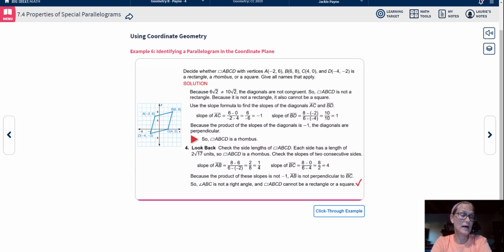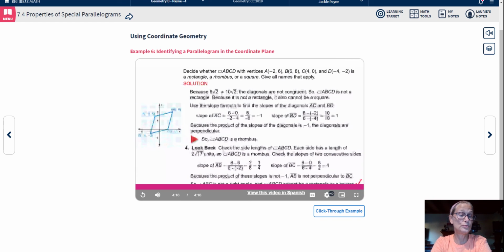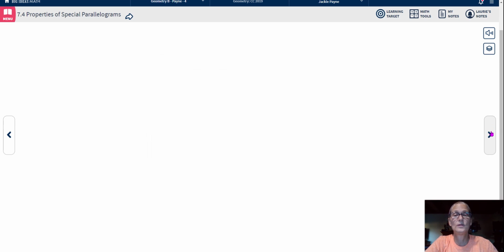So even though that last part shows you with slopes that they can't be perpendicular, it's not 100% necessary because you already know with the diagonals corollary. So that's how you do one of those.